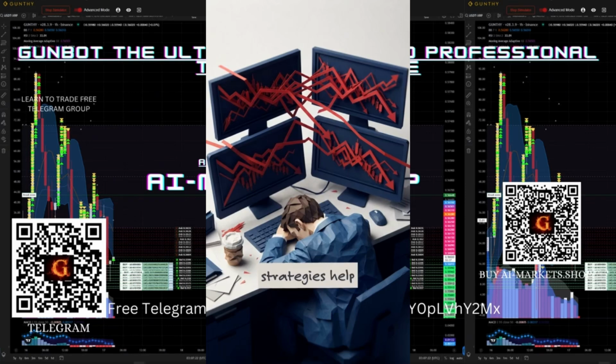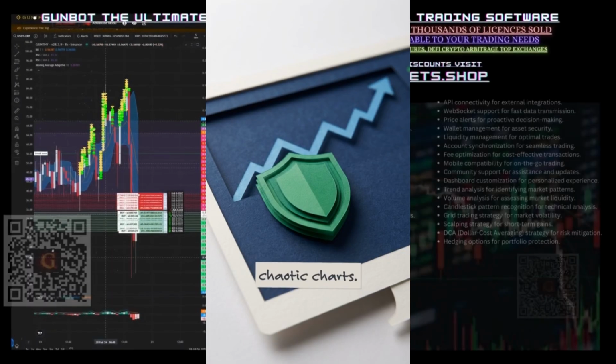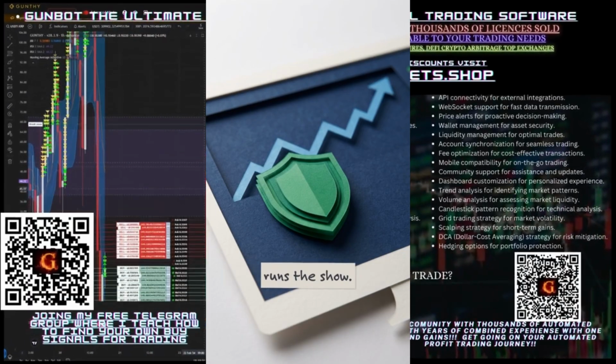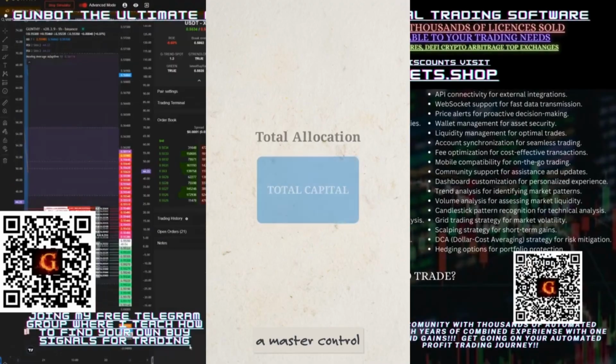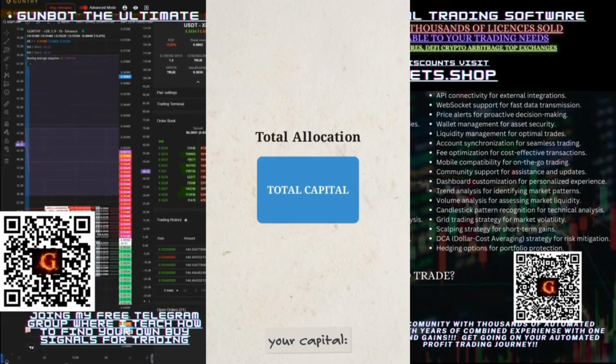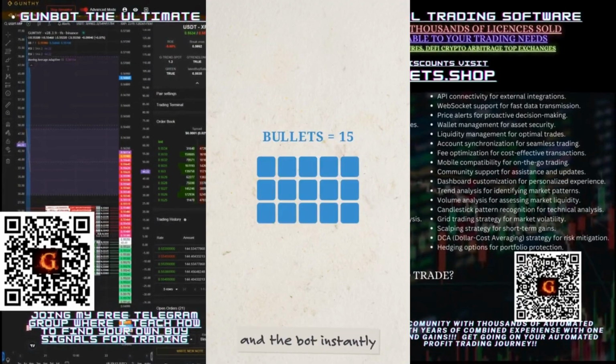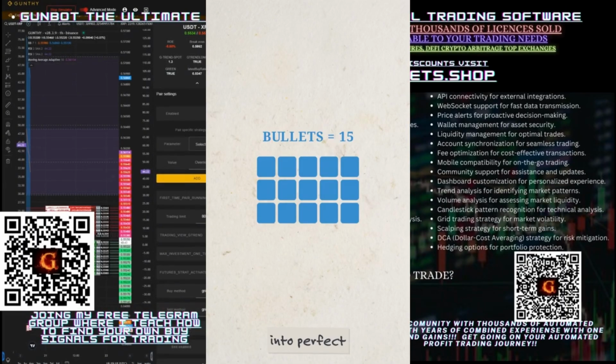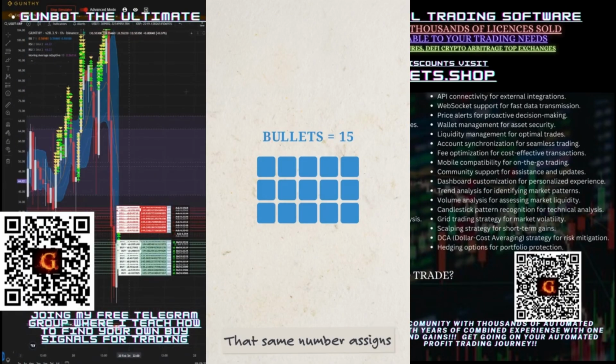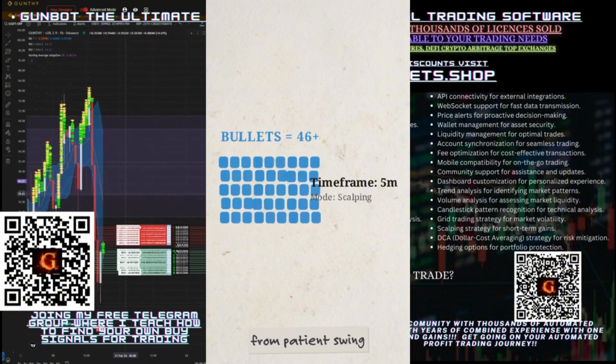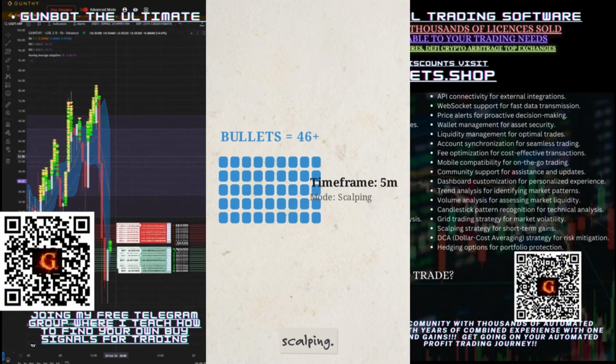This is how Gtrend strategies help you handle automated trading. Forget staring at chaotic charts. This algorithm completely runs the show. It all starts with a master control that divides up your capital into bullets. You just pick a number, and the bot instantly splits your funds into perfect dollar-cost averaging orders. That same number assigns your time frame, from patient swing trades to hyperactive scalping.